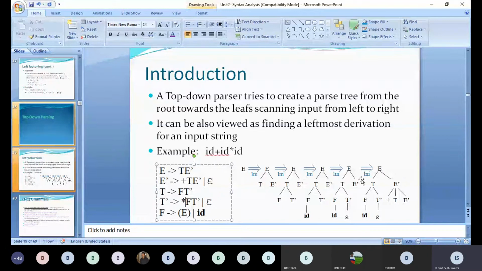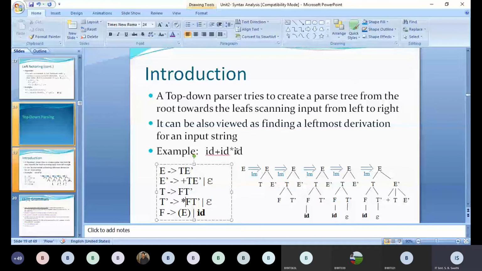Under this, E' is replaced with plus T E'. Why? Because we need plus after this ID. So here we are using plus and then we have T. For this T, again you can extend T and E' in order to generate ID and star ID in a similar way as we have done over here.